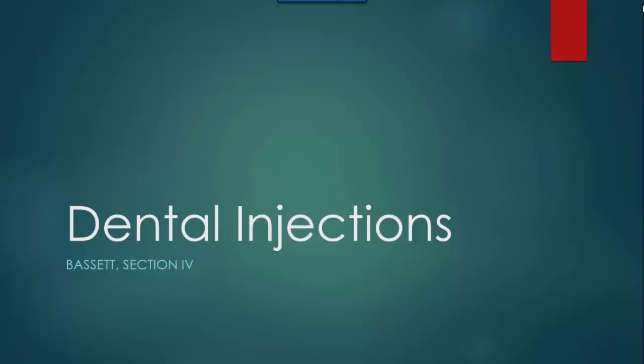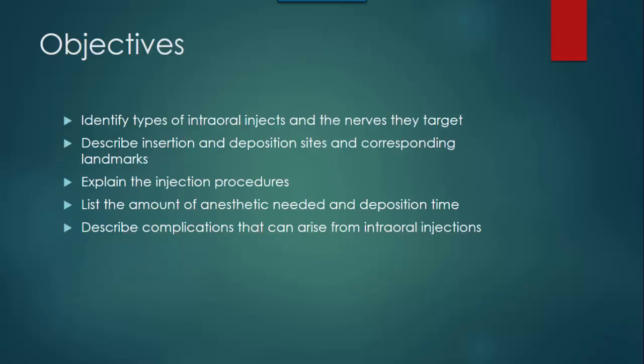In this video, we'll be reviewing dental injections covered in chapters 12 through 16 of your Bassett text. While we review each type of injection, you can be filling out your injection guide. Not only will we be reviewing the different types of dental injections, but the nerves they anesthetize, their insertion and deposition sites, the depth and angulation the injection should be given, as well as any complications that can occur.